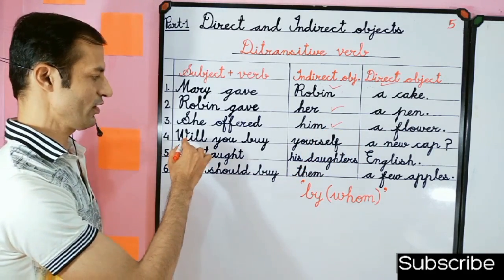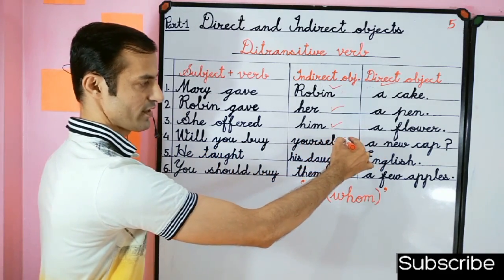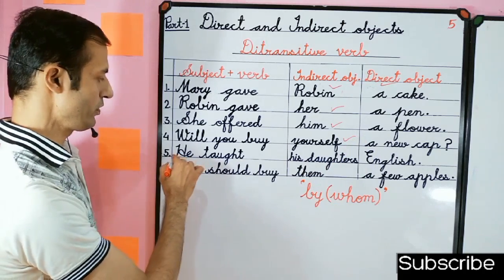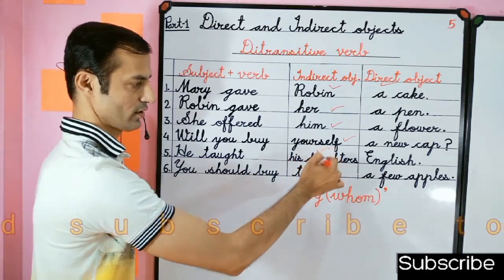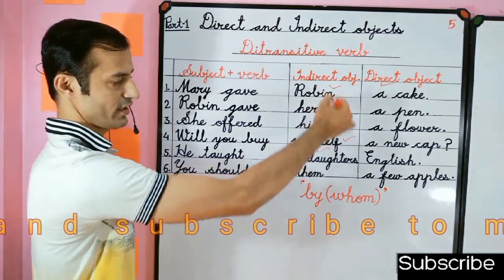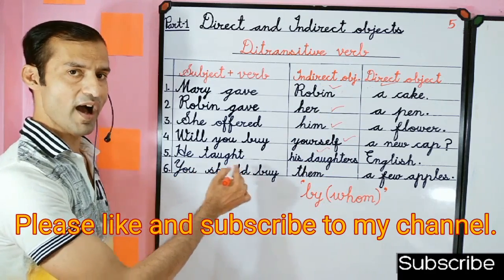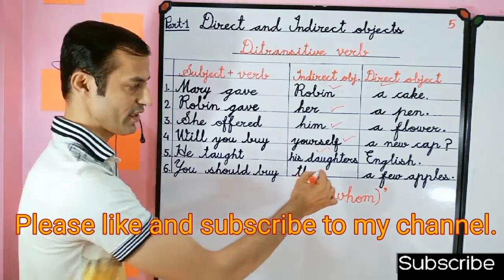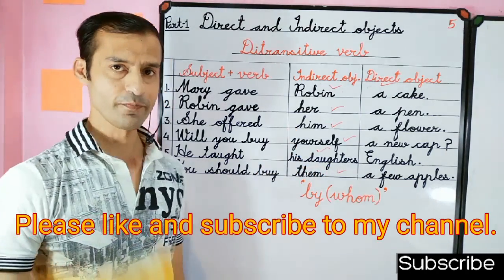To whom will you buy a new cap? The answer is yourself. Yourself is an indirect object. To whom did he teach English? The answer is his daughters. His daughters is an indirect object. And to whom should you buy a few apples? The answer is them. Them is an indirect object. So these are the right sentences.